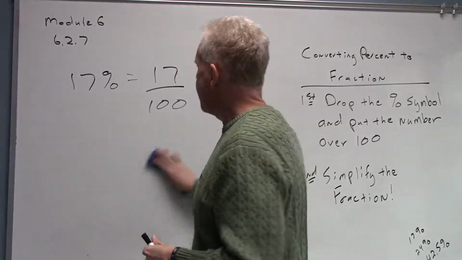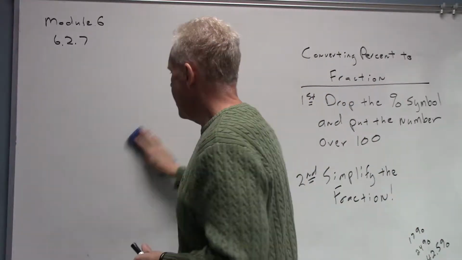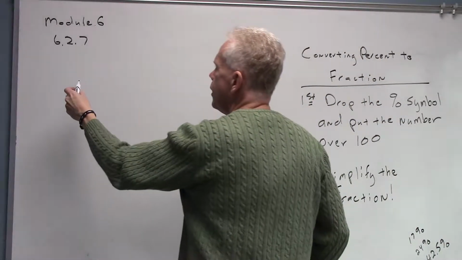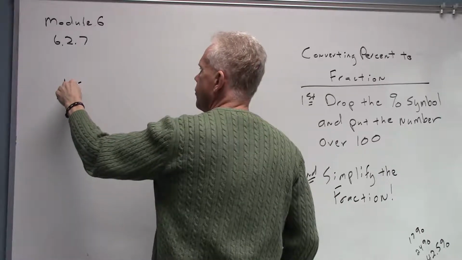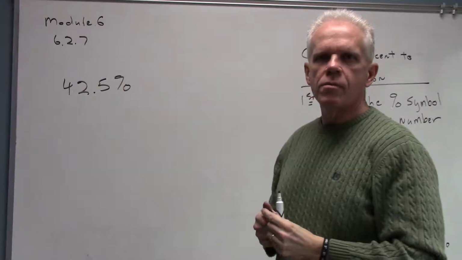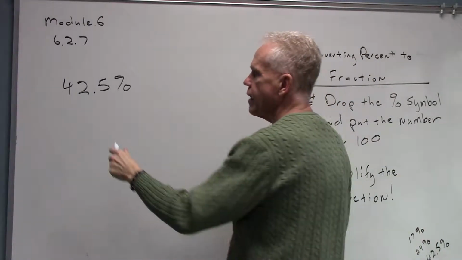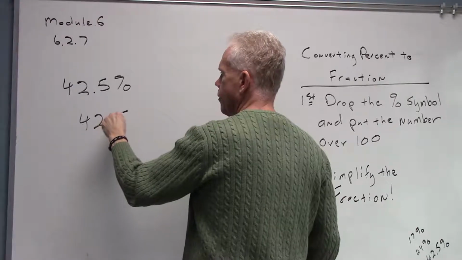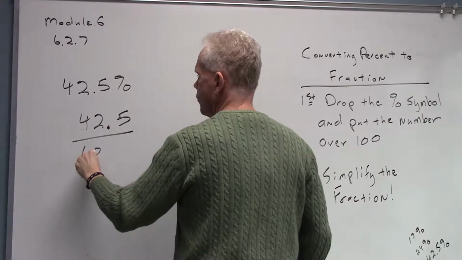We will have another example that can be a little bit more tricky, a little tougher. If we have something like 42.5%. Now we've got a decimal mixed into our percent. So we want to do exactly what we did before. We want to drop the percent symbol, put the number over 100.